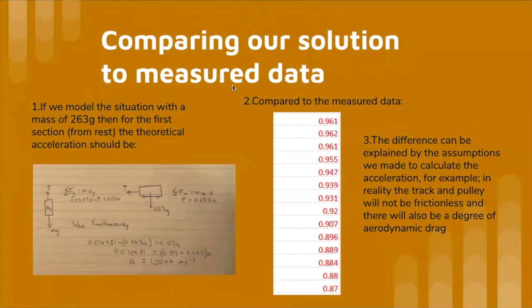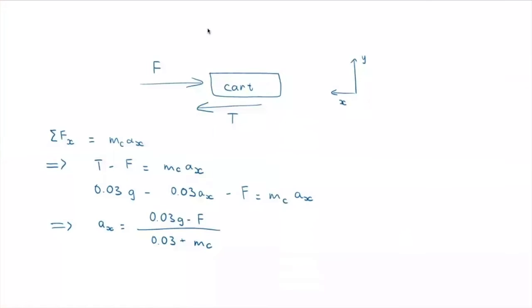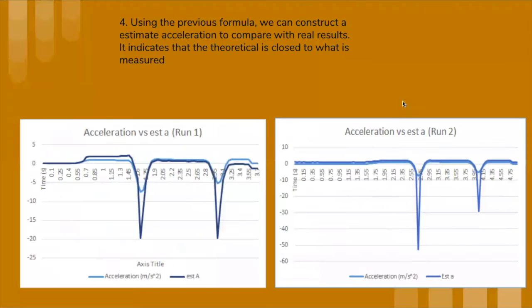Now, comparing to our measured data, we found an average acceleration. We know that our theoretical acceleration was 1.004. Now, if you look at this range over here, it's slightly higher, and this is due to the assumptions we made. In reality, the track and pulley will not be frictionless, and there will also be a degree of aerodynamic drag. This was the formula we used to compare theoretical to experimental.